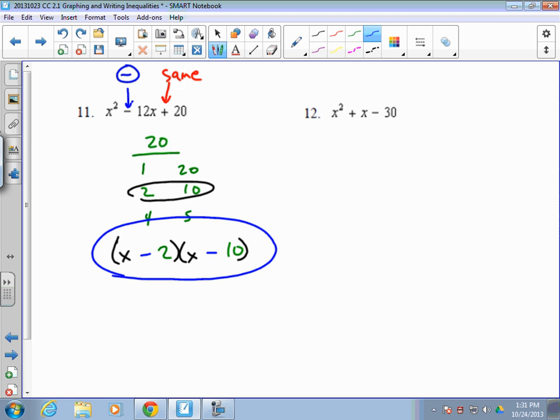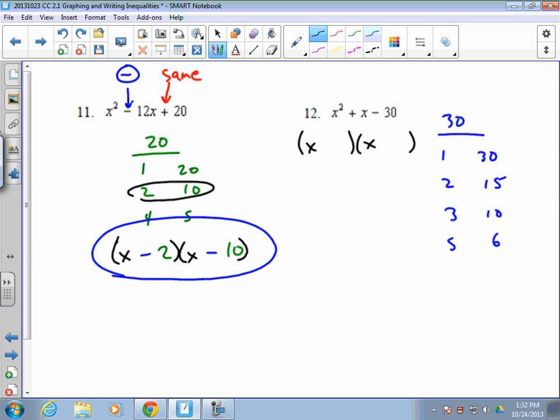Do the same thing with the next one. Look at the term that is the c term, 30, and factor out 30. 1 times 30, 2 times 15, 3 times 10, and 5 times 6. Then put yourself 2 sets of parentheses again. X times x will give you x squared.